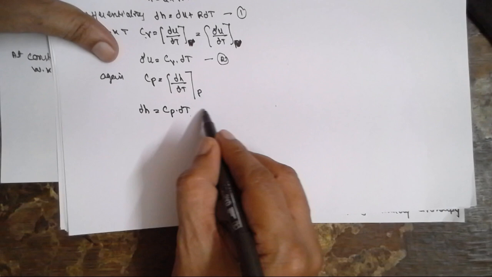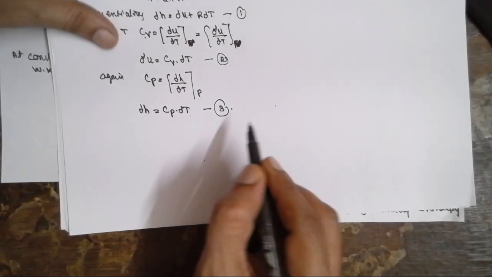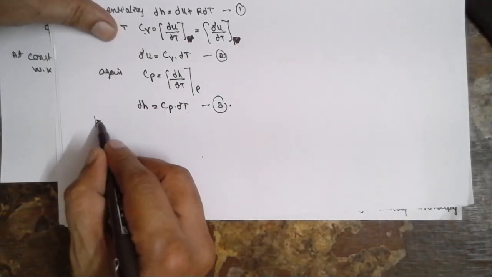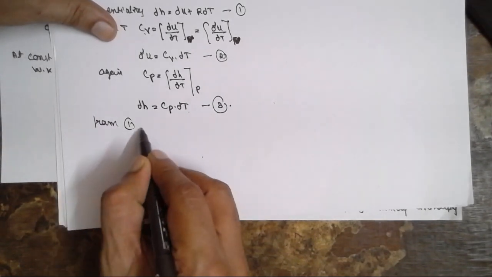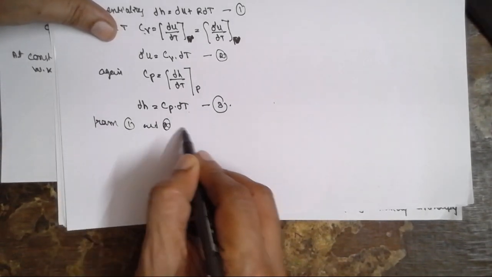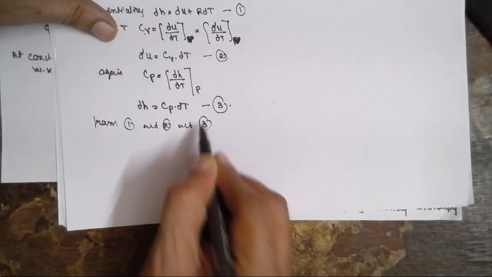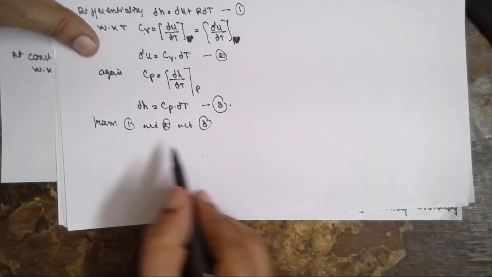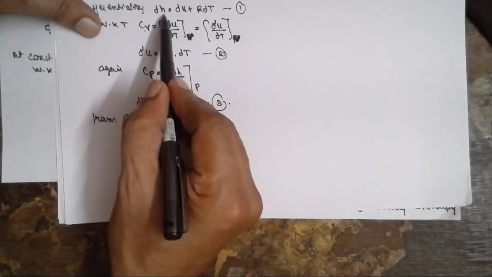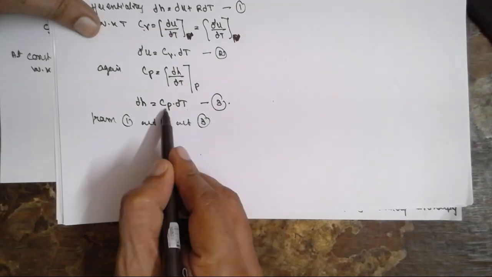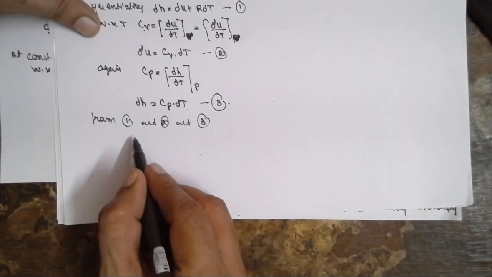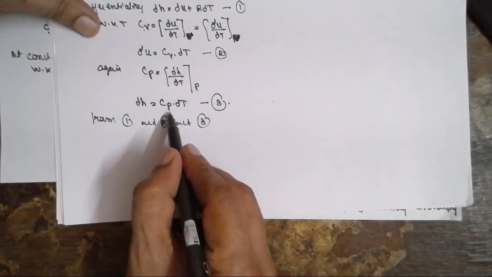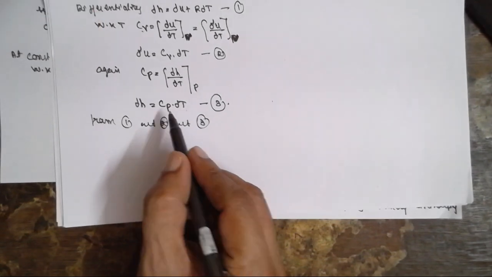From equations 1, 2 and 3 we can write. Here we need to substitute here. Cp is equal to dh by dt, so dt goes to the other side, Cp into dt is equal to dh, equal to Cp into dt.